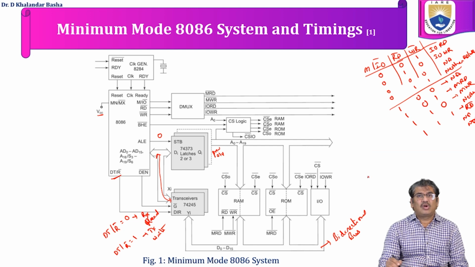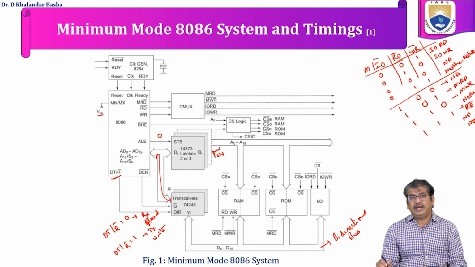Next, this one is clock generation, which provides the required clock pulses for the processor to be operated at a particular speed. That will be generated by the clock generator.